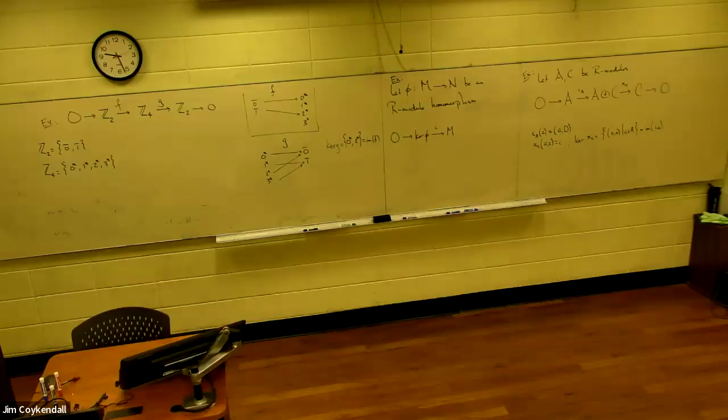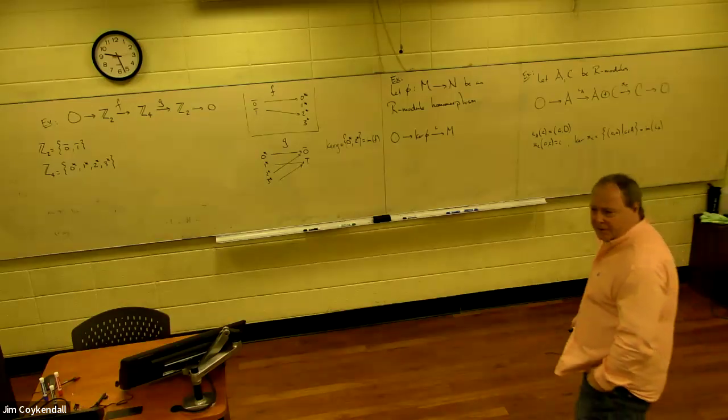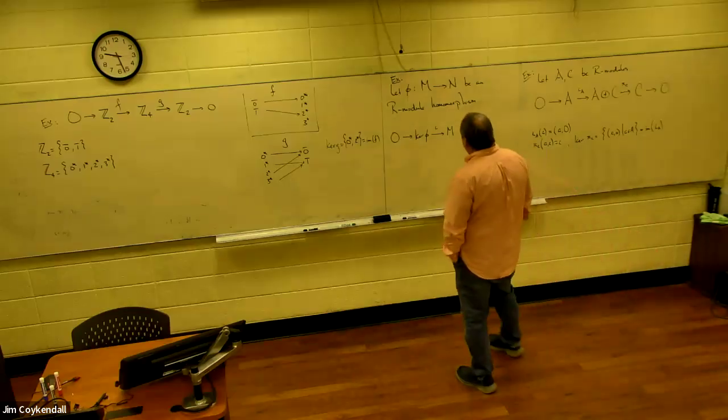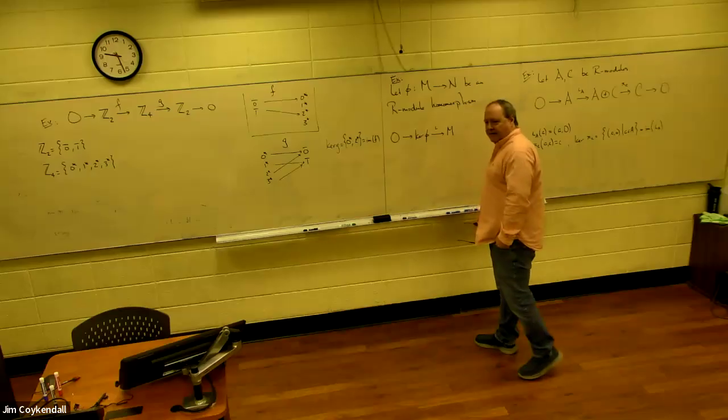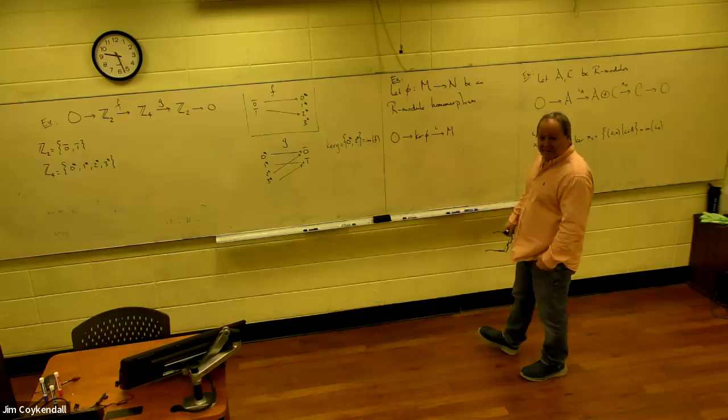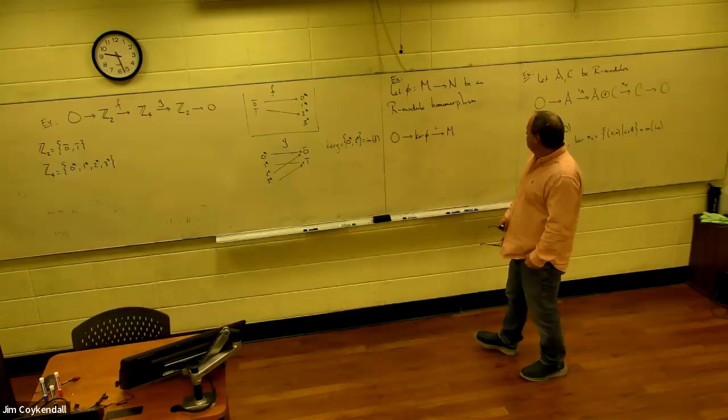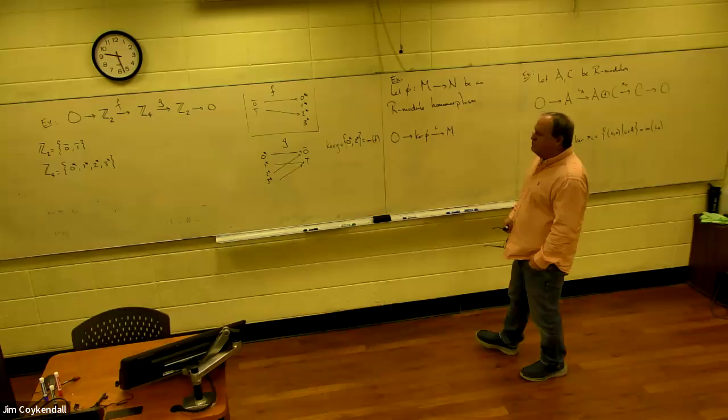Now, I want to finish this. I'm making this short exact sequence. I've already got that this is one-to-one because it's a submodule. Where should I go from here to here? Anybody see? What's that? The image of phi, so that it's onto. Yes. But you're too smart for me.